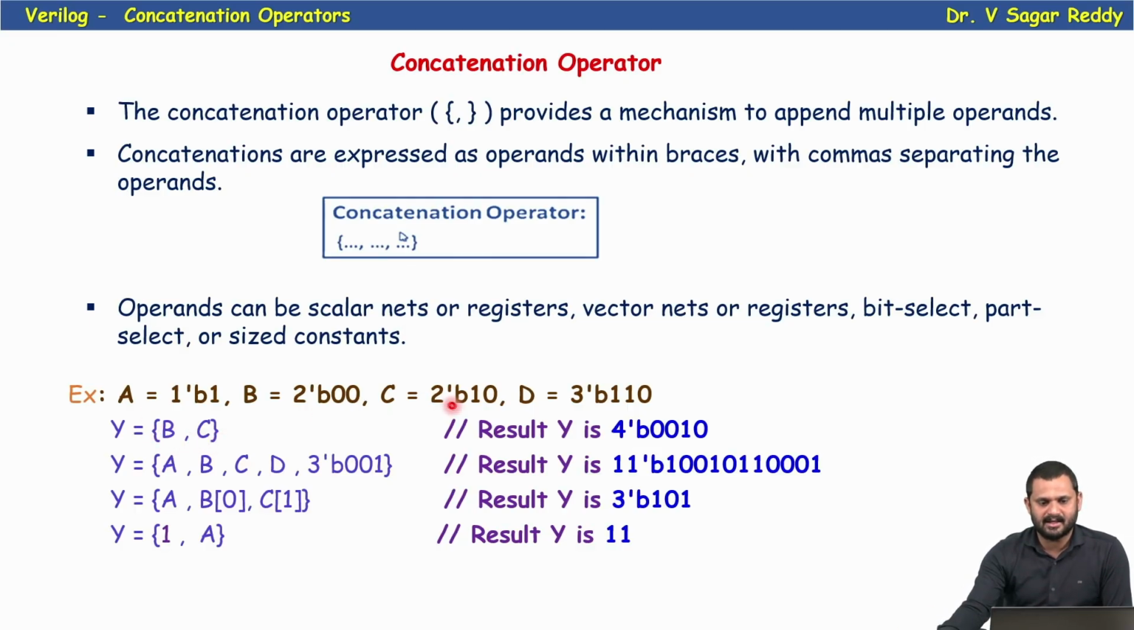So what is b? b is 00. Now what is c? c is 10. Now the result is 4 bits. By combining b and c, the output is 0010.